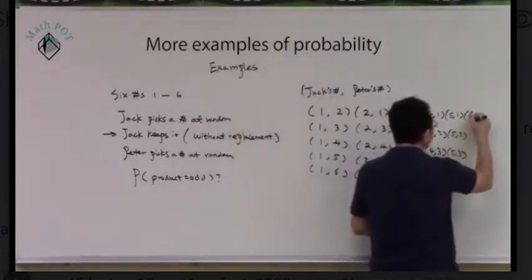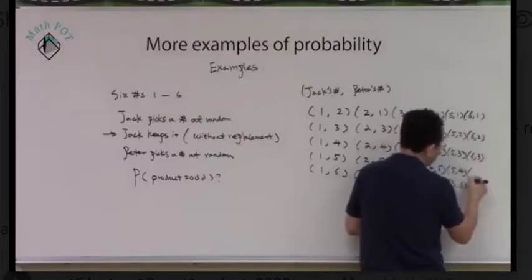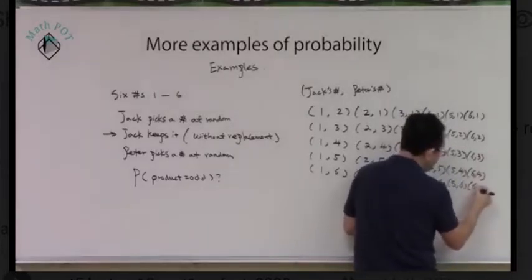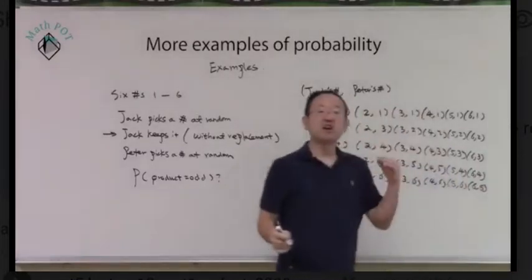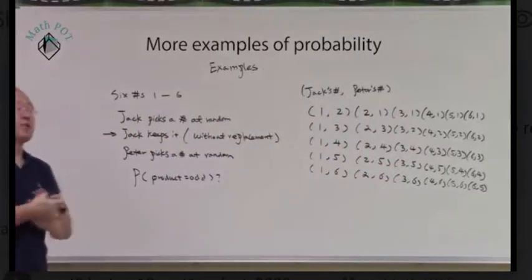Of course, could it be 6, 1? Of course, 6, 2. So 6, 3. So 6, 4. Of course, 6, 5. So definitely not 6 and 6. Because what? Because this is a without replacement problem.